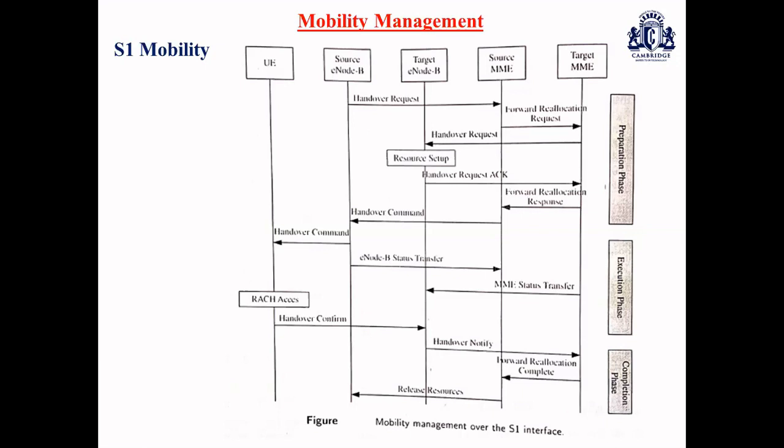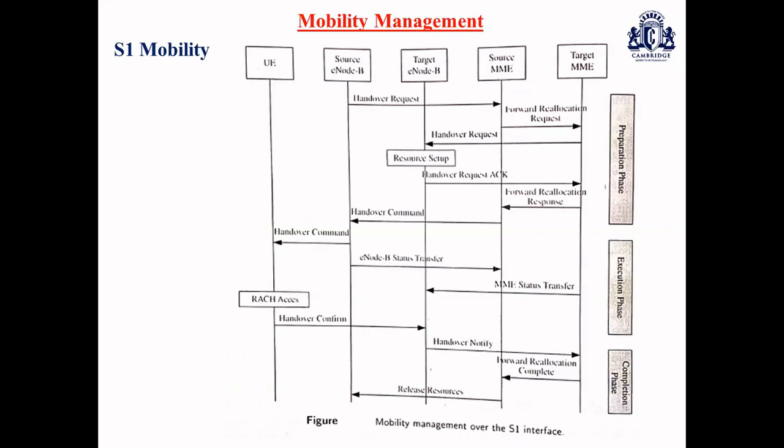Once the status and data have been transferred to the target eNode B and the UE is able to establish the RAB, radio access bearer, on the target eNode B, it later sends a handover confirmation message to the target eNode B, as you can see in the figure that is described during the execution phase of S1 mobility.